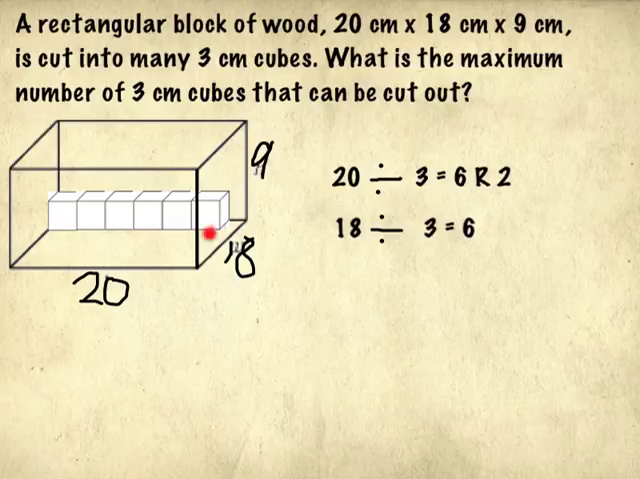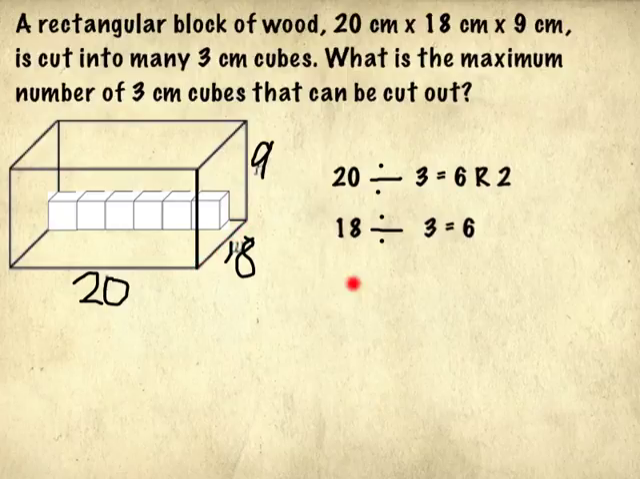Now I want to know how many cubes are going to fit this way, widthwise. So I can do the same thing. Before I said 20 divided by 3, which gave me 6. I could draw all the cubes in, but instead I'm just going to do the math. I'm going to say 18 divided by 3, which gives me 6. I'm going to be able to fit 6 cubes going this way, because each of the cubes, remember, is going to be 3, and I can do 6 groups of 3 to give me 18.